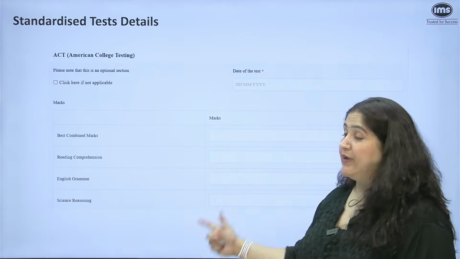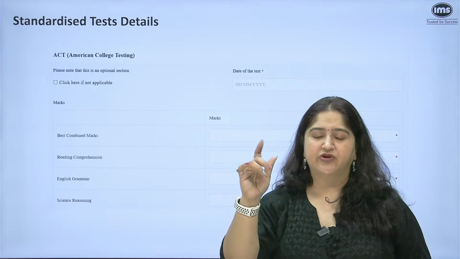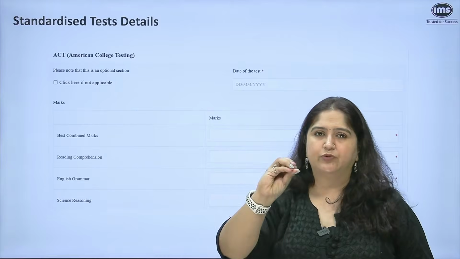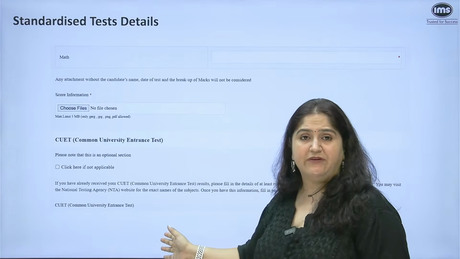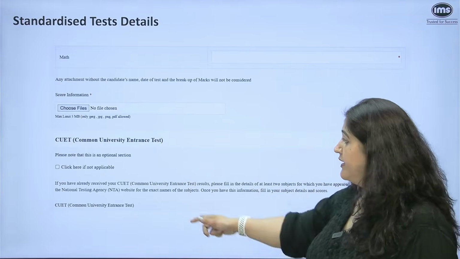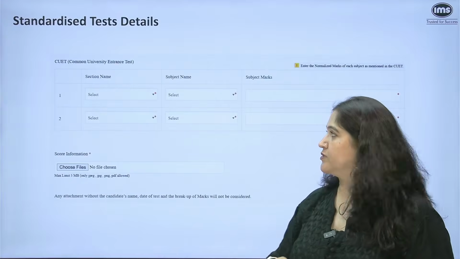Okay, this is for your ACT. In case nothing is applicable for you, you can just check mark it, and the pop-up would close and nothing would be applicable. Just in case you want to apply for CUET, mention it here. Click here if it's not applicable. Same thing is available for SAT and ACT scores.